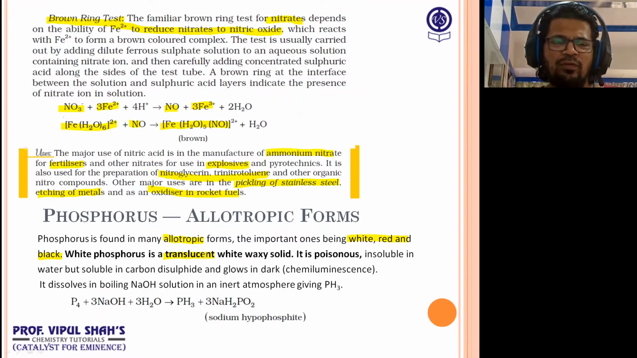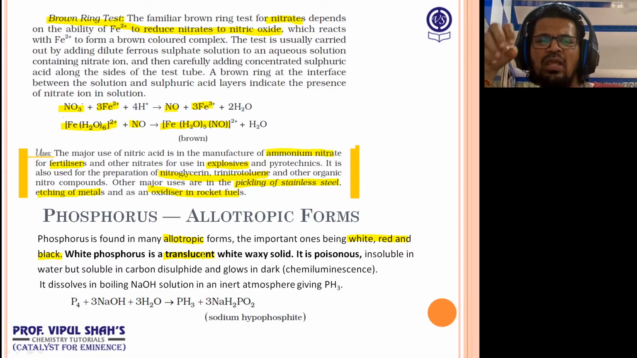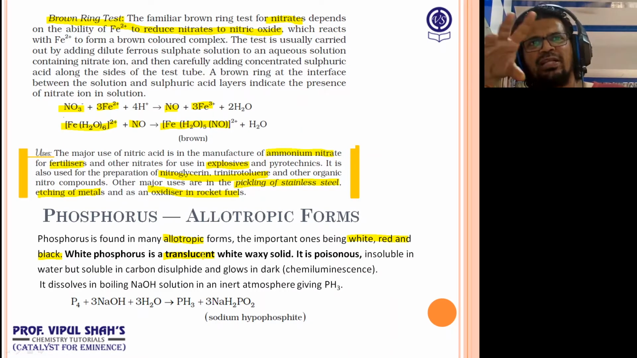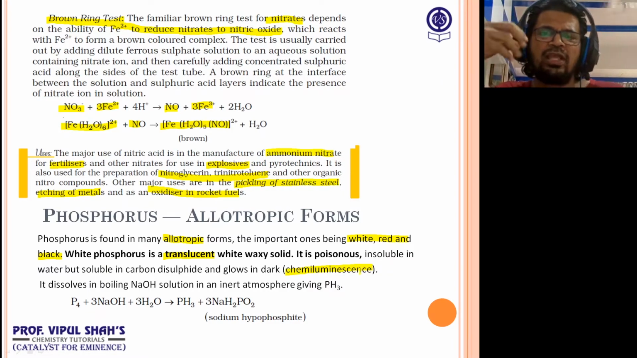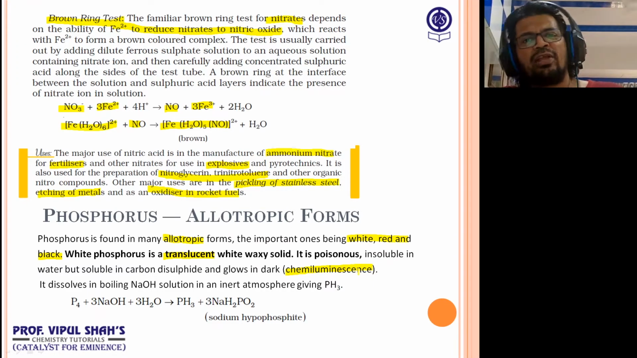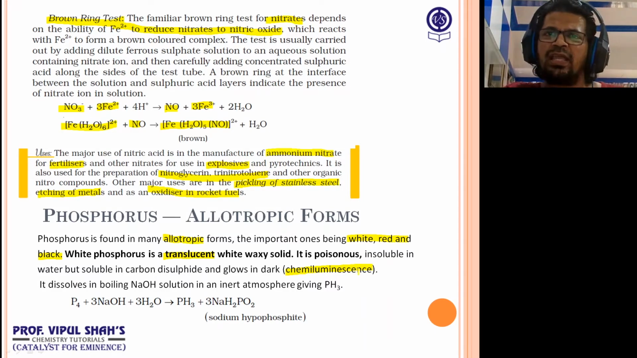Now what is the meaning of this word translucent? Basically semi-transparent, substances which will allow some light to pass through. That's called translucent. It is poisonous, insoluble in water, soluble in carbon disulfide, and it glows in the dark, producing chemiluminescence. Now what is the meaning of the word chemiluminescence? Emission of light due to a chemical reaction. So when a chemical reaction takes place and there is emission of light, that's called chemiluminescence.